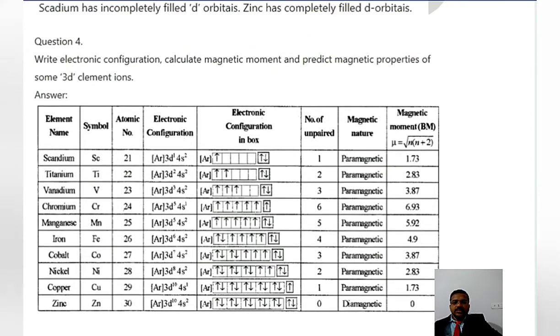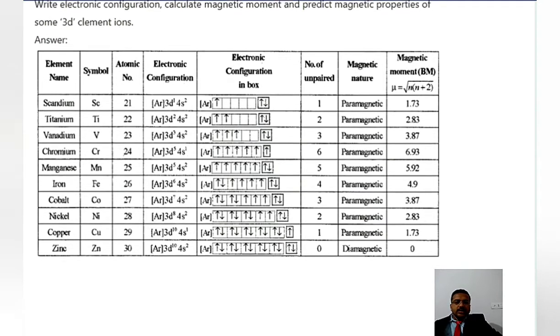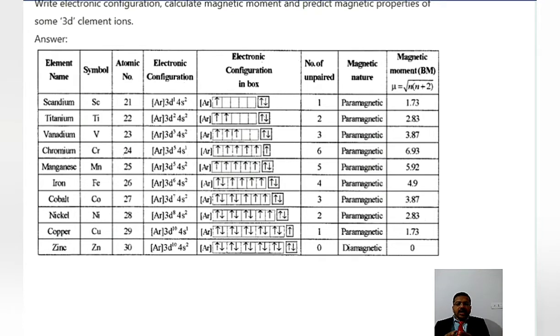Next, the fourth question is, write the electronic configuration, calculate the magnetic moment and predict the magnetic properties of the 3d elements. So this particular table is here. And we can see in the case of scandium, it is 3d1 4s2. That means in d there is one electron, so there is only one unpaired electron, and the equation to find the magnetic moment is square root of n into n plus 2. So applying the value of n as 1, square root of 1 into 1 plus 2, and you will get the answer as 1.73. And since there is one unpaired electron, it is paramagnetic.